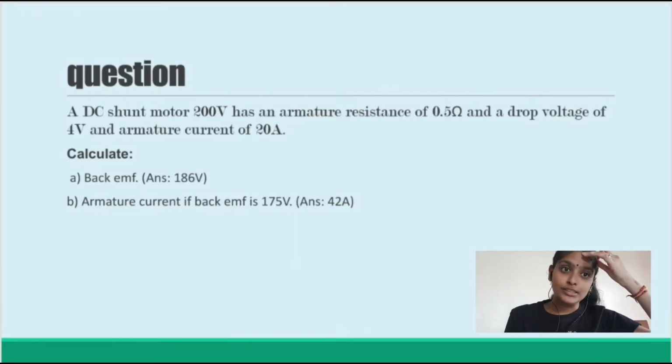I have an example question to do. I'll explain how to do that later. First of all, we read the question first. A DC shunt motor, 200 volts, has an armature resistance of 0.5 ohm, a brush drop voltage of 4V, and an armature current of 20 A. We want to find the back EMF, and the armature current if the back EMF is 175 volts.